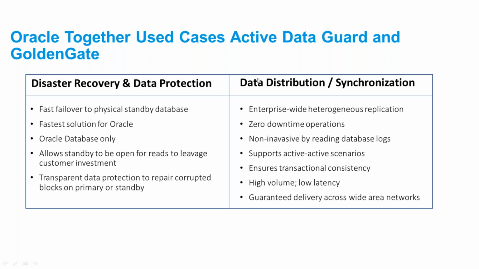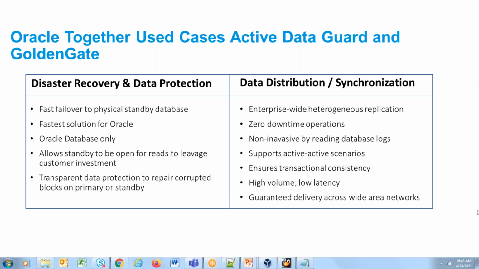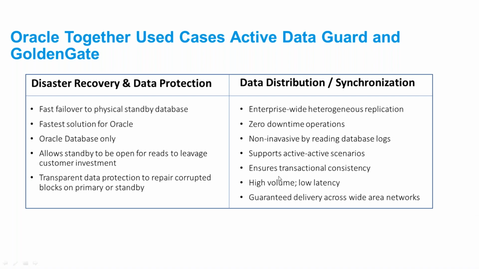Golden Gate is used for data distribution and synchronization. It is enterprise-wide heterogeneous replication. It supports zero downtime operations, and is non-invasive by reading database logs, so basically it does not create any performance impact. It supports active scenarios as well. Golden Gate ensures transactional consistency in your environment.